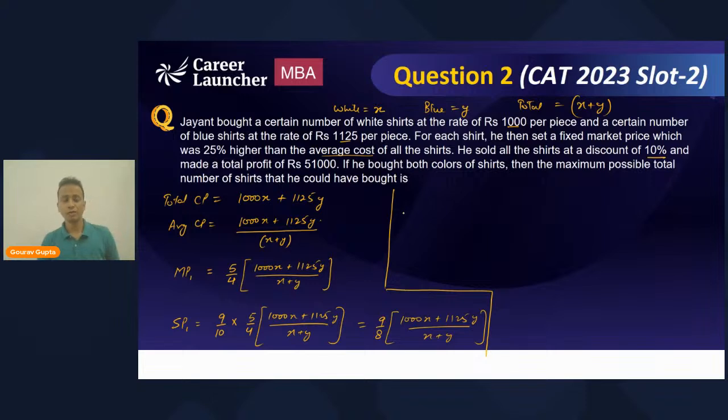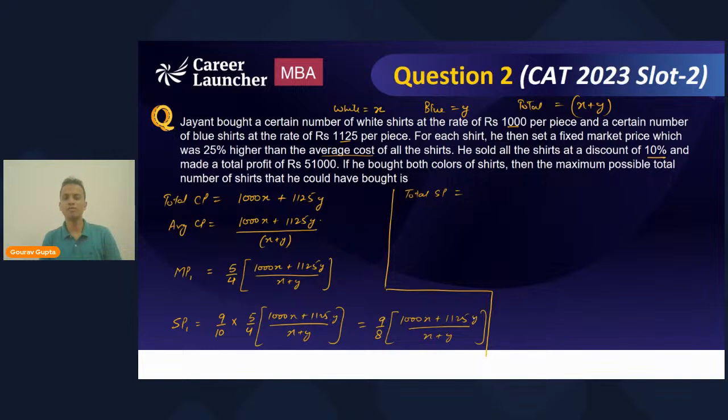Done. Now, if this is the selling price of one shirt, what will be the selling price of all the shirts? What is the total number of shirts? Total number of shirts is x plus y. So what I'll do is find out the total selling price. I had the total cost price. Now I'll calculate the total selling price. So total selling price will be the selling price of one shirt multiplied by x plus y.